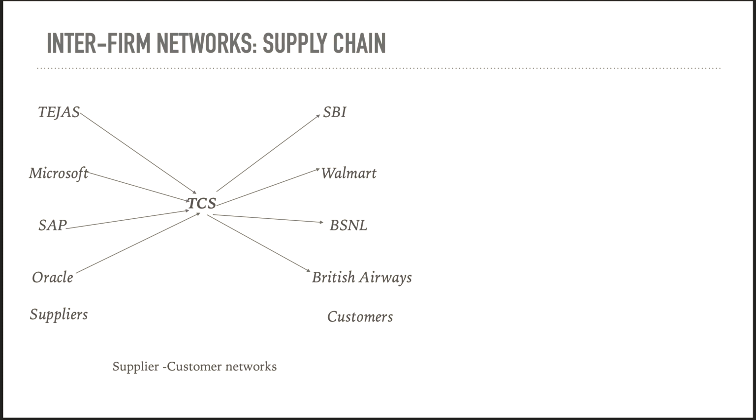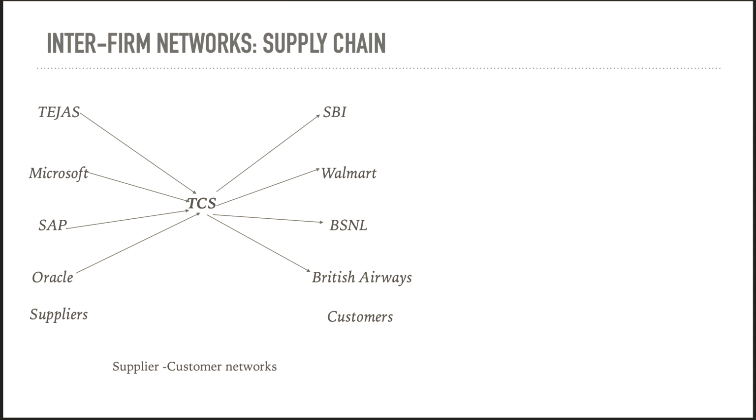For example, this is a schematic diagram of a supplier-customer network. I believe you are familiar with TCS, Tata Consultancy Services, and they have suppliers like Tejas Networks, Microsoft, SAP. I do not know if they are actual suppliers or not, just for schematic purposes I am describing it. So TCS is a customer of these firms, or they are the suppliers of TCS. Similarly, SBI, Walmart and BSNL are customers of TCS.